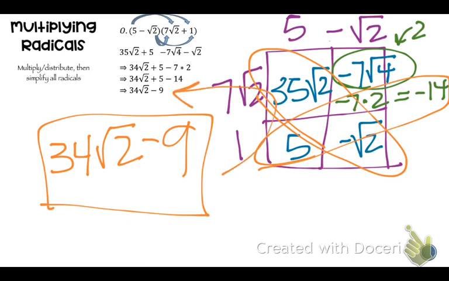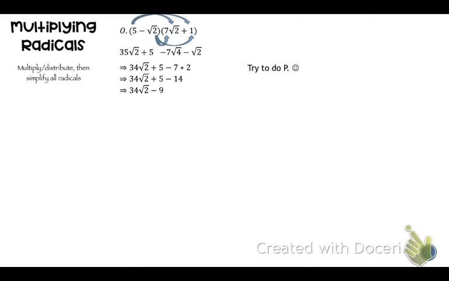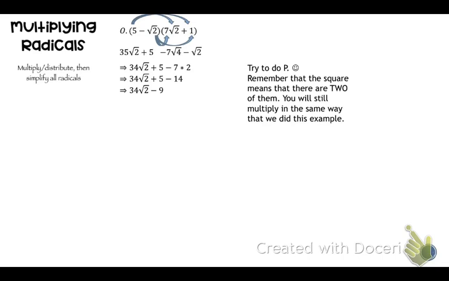Okay, you can see we got the same thing there. So you can use distribution if you want. You could also use the box. I like the box a little more. Yeah, so remember if you have a squared like this, that just means you have 2 of them. Okay, you do it the same way.